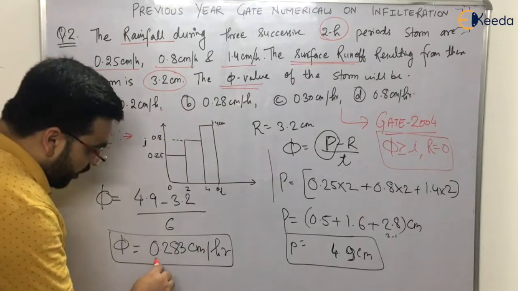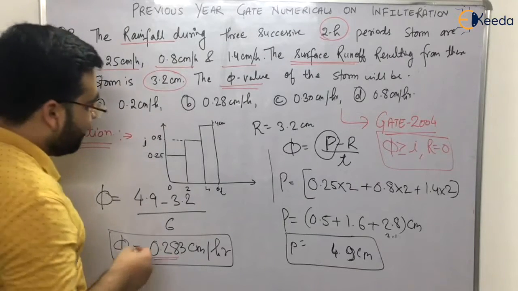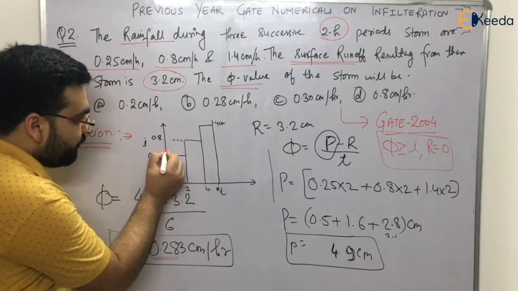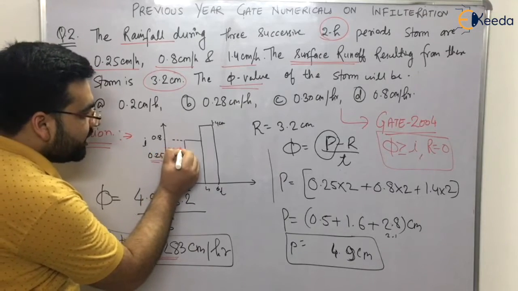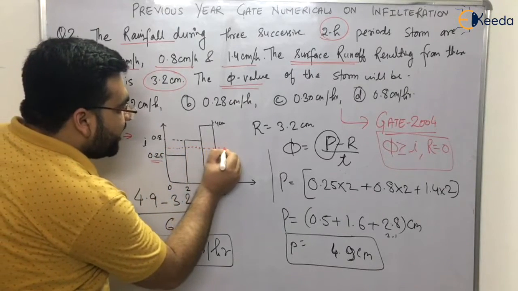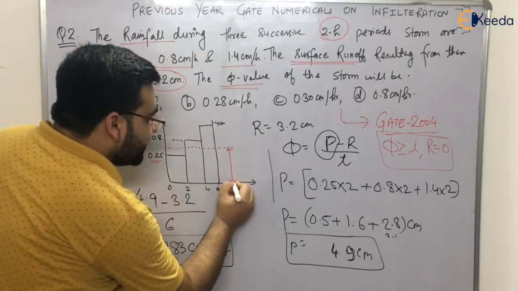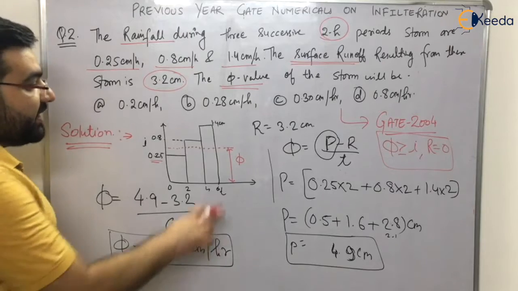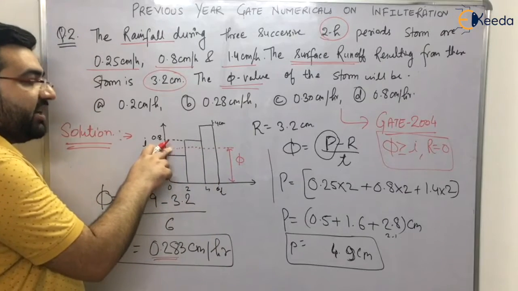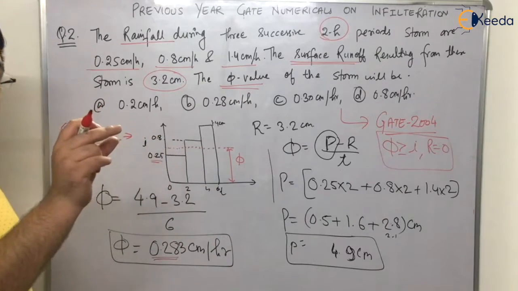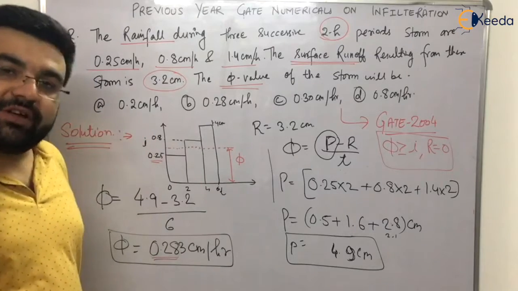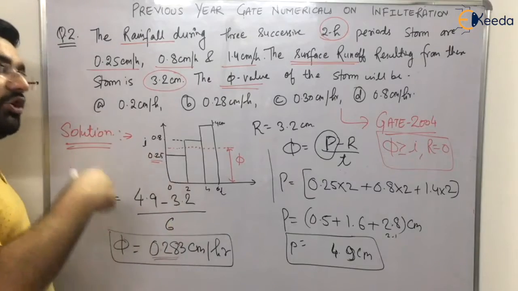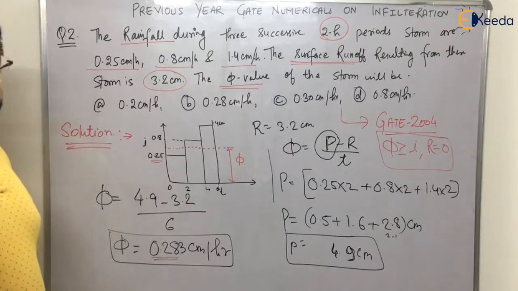So let me draw 0.283. Where will 0.283 be? This is 0.25, so 0.283 will be somewhere here. So this is the infiltration index, phi index. This is phi. Clear? I told you that when the infiltration index is greater than rainfall intensity for that particular time period, there is no runoff. So this is not the exact value of phi, right? It is near to the exact value, but that is not the exact value, right?